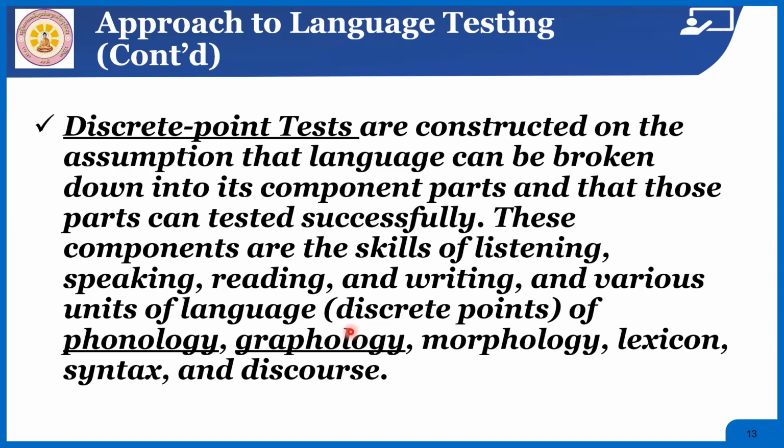In short, discrete point tests are constructed on the assumption that language can be broken down into points. That means you test specifically on specific points or components, such as listening, speaking, reading, and writing. That's what we call discrete point, because you separate some specific skills one by one in order to test the student, right?